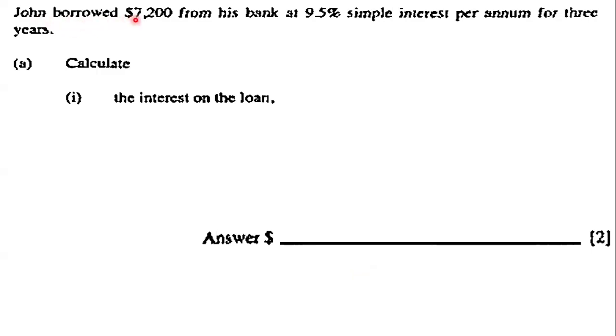John borrowed $7,200 from his bank at 9.5% simple interest per annum for 3 years. Calculate the interest on the loan.